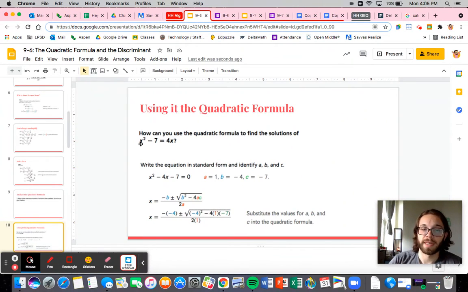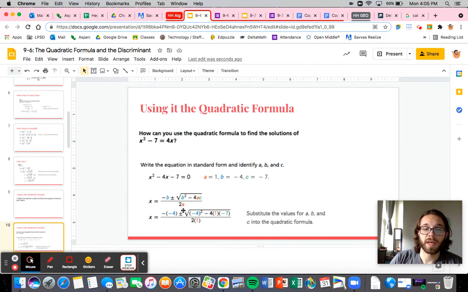So what I mean by that is I can move the x squared and the 7 over to this side, or I can move the 4x onto the other side. All right. So the other important thing is when we're looking at this, you'll notice when we rewrite it, we have x squared minus 4x minus 7. Okay. So here we have the negative 4 and the negative 7. So do be careful with the negatives. They come with the b and the c.